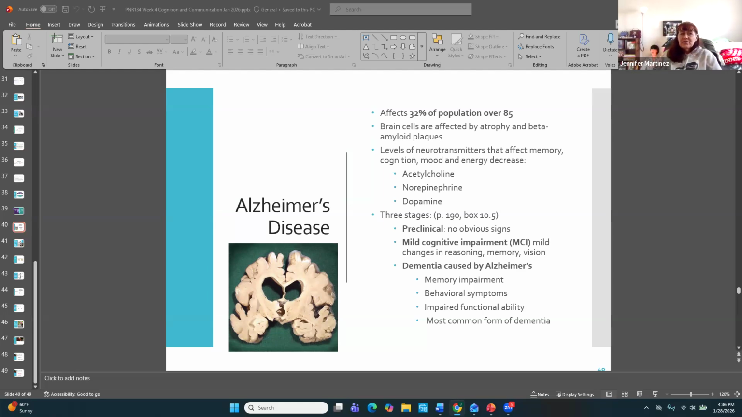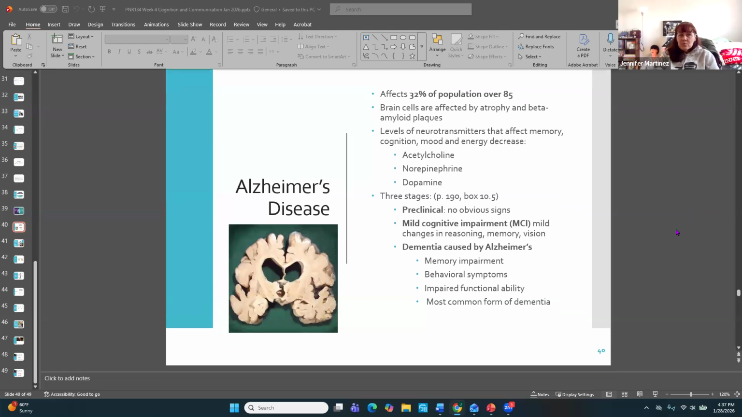And then when we look at dementia caused by Alzheimer's, it's a little bit different. They have memory impairments. Behavioral symptoms are often part of patients that have dementia. Not everybody that has dementia has behavioral symptoms, but the majority do. Impaired functional ability. Like I was saying earlier, with your Alzheimer's patients, it's backwards. Short-term memory is going to be the first to go, but they decline in a backwards motion.